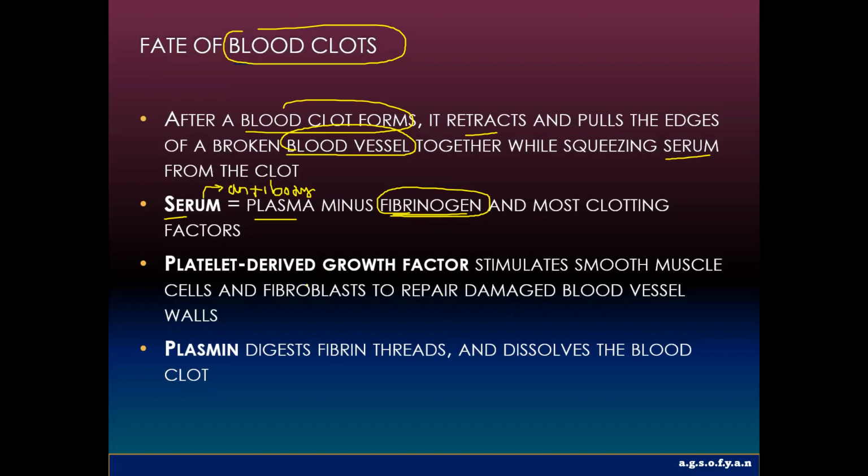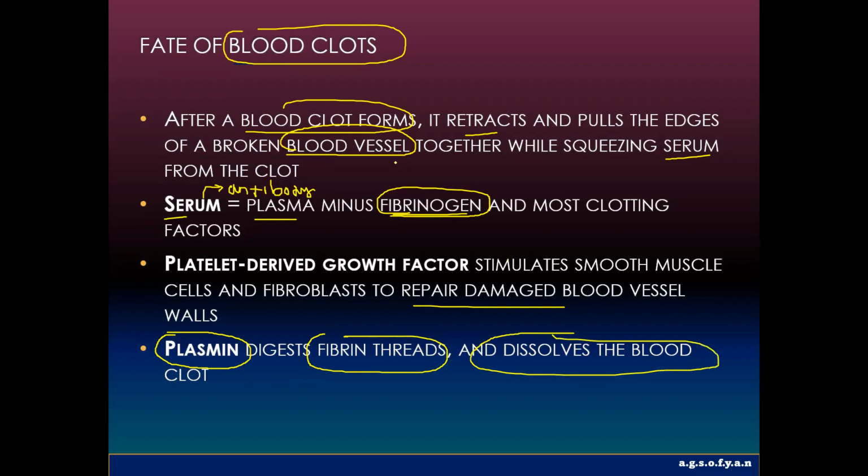Okay, and then the platelet-derived growth factor will repair the damage on the blood vessels. And finally, plasmin. This is a protein produced in the blood plasma that will digest the fibrin thread and dissolve the blood clot. So when the blood vessels seal, all of this clot will be removed and digested by this protein called plasmin.